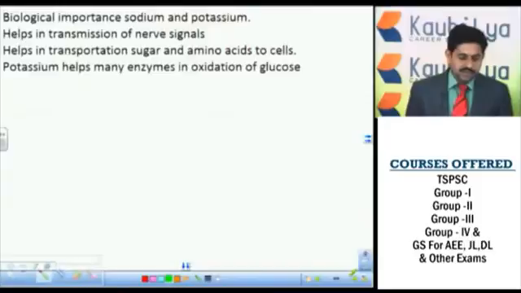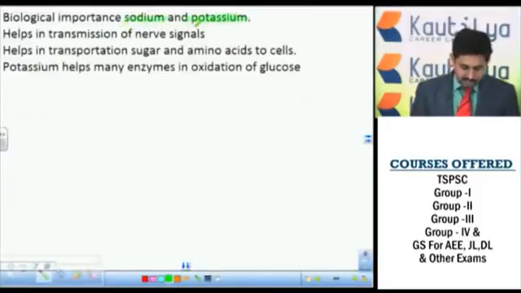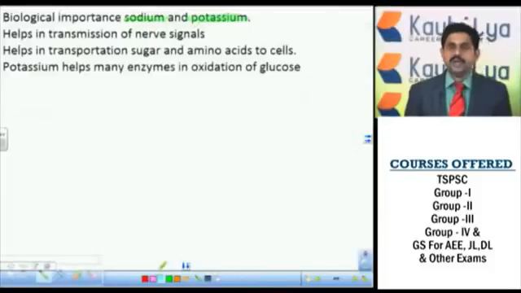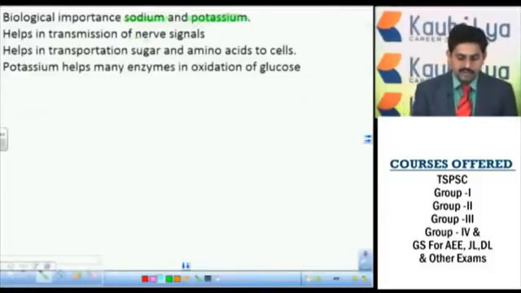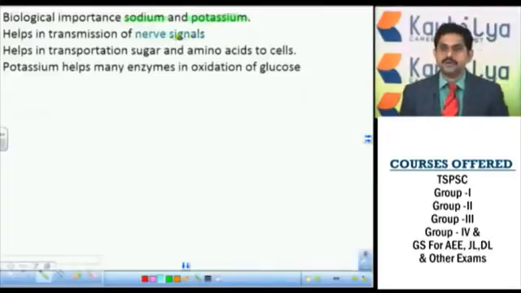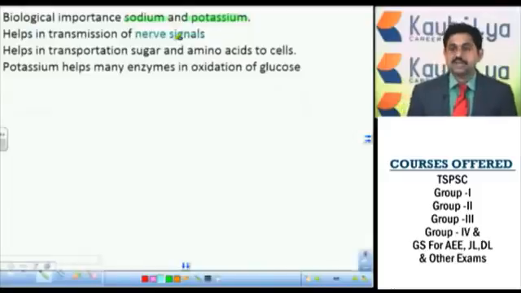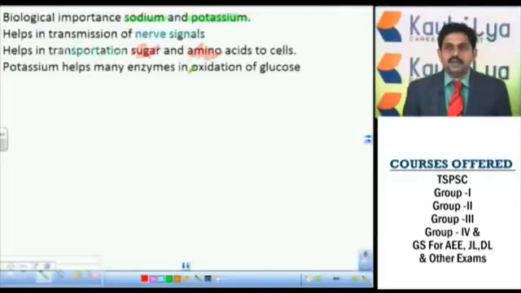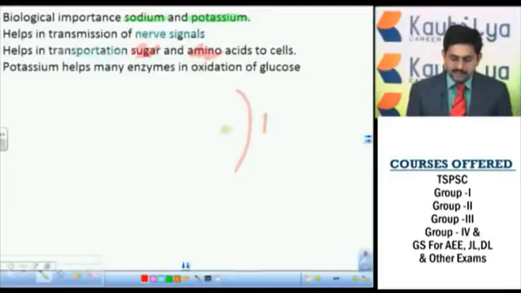So a very important thing is what the importance of sodium and potassium is. Sodium and potassium are very important in our body, that is, they are useful for nerve signaling. There is a transport by which nerve signals are transferred from one part of the body to another part of the body, because one of the reasons is that sodium and potassium maintain the nerve signaling. And they also help in the transportation of sugar and amino acids into the cell. See, these are present, one is present outside, one is present inside.